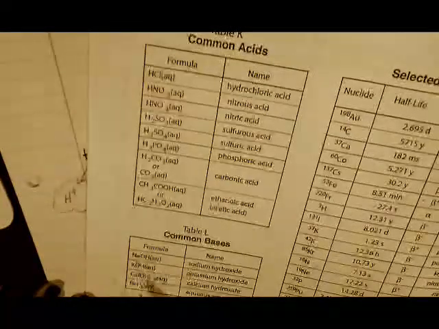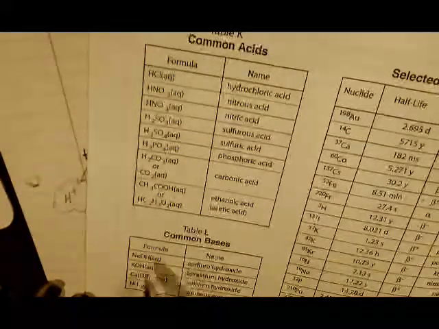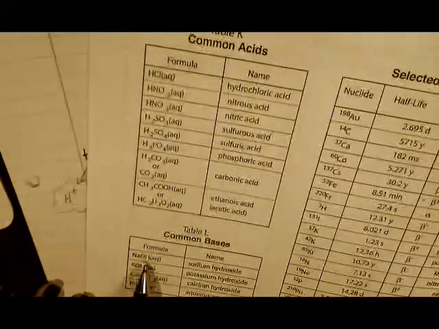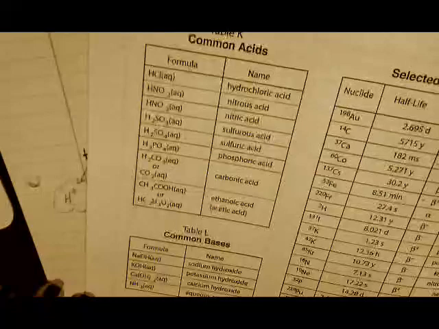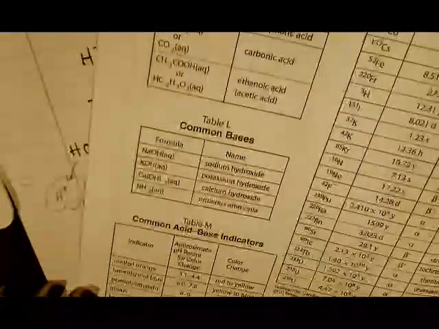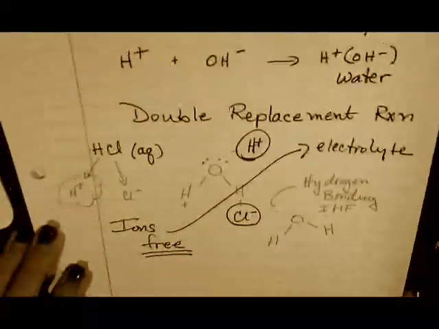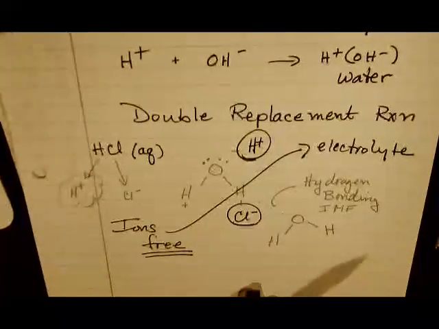And don't forget your bases are here. So they're not going to yield H plus, they're going to yield OH minus. And just as a little tweak, remember we talked about these indicators and how their color changes. All right, so we always have to have our reference tables at the ready. You can't do chemistry without those reference tables, ladies and gentlemen.